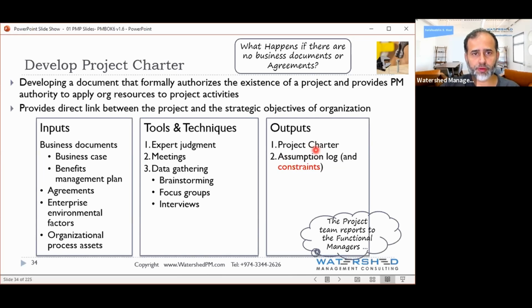So whenever you have assumptions, you will come and open the assumption log and put it there. However, constraints are also part of the same document. So you have another section, maybe it's an Excel sheet: sheet number 1, assumptions, sheet number 2, constraints.